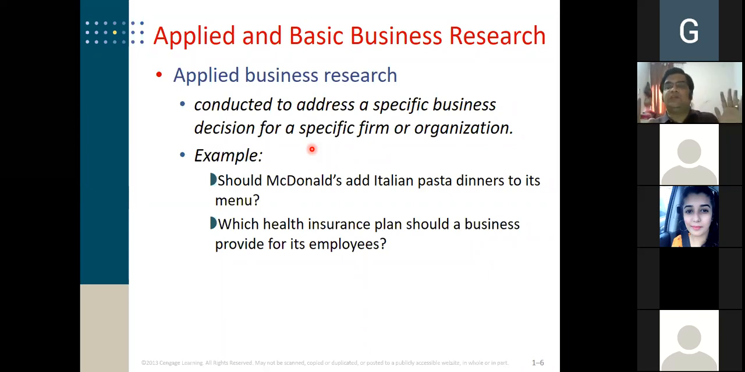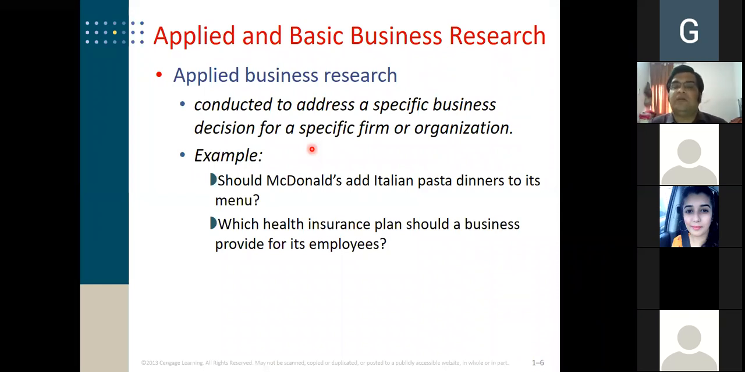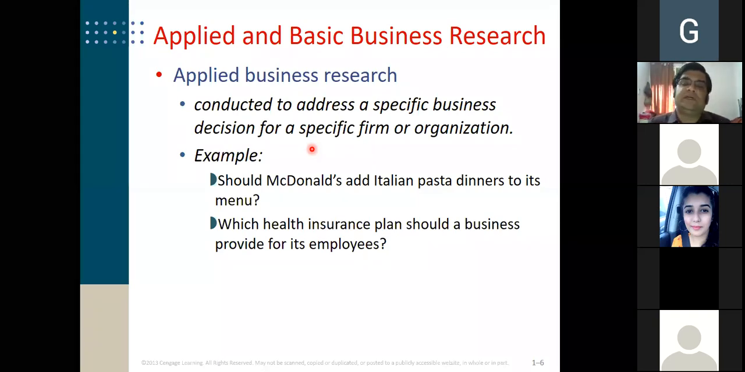So the very simple distinction between basic research and applied research is that in case of applied research, we must mention a company, a department, a problem. Now see this second one, which health insurance plan should a business provide for its employees, right? And the first one, should McDonald's add Italian pasta dinners to its menu? Now see, we are specifying the company, McDonald's, and they are trying to fix their dinner menu. So this is called applied research.